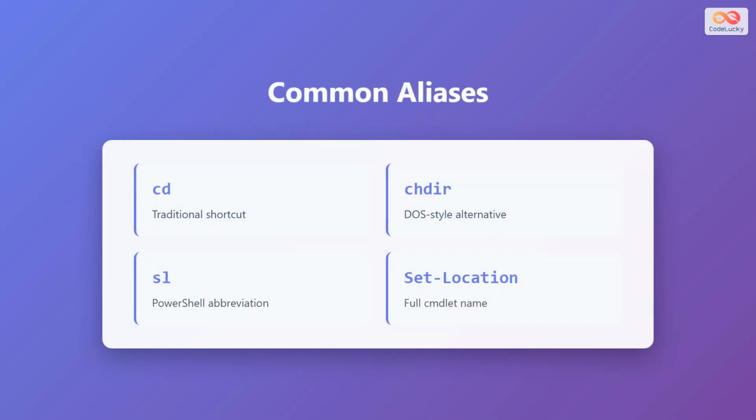PowerShell provides several aliases for set-location to make your life easier. The most common one is cd, which stands for change directory. This is the same shortcut used in command prompt and Unix shells, so if you're familiar with those, you can use cd right away. There's also chdir, which is a DOS-style alternative. PowerShell also has sl, which is an abbreviation of set-location. All four options do exactly the same thing, so you can use whichever you're most comfortable with. Most people prefer cd because it's quick to type.